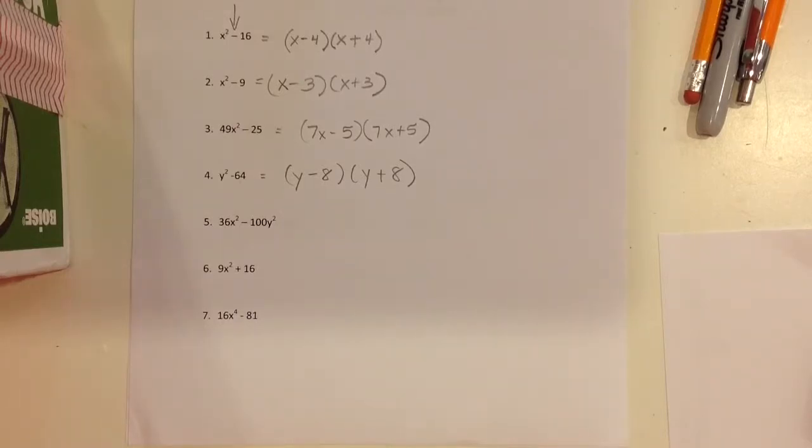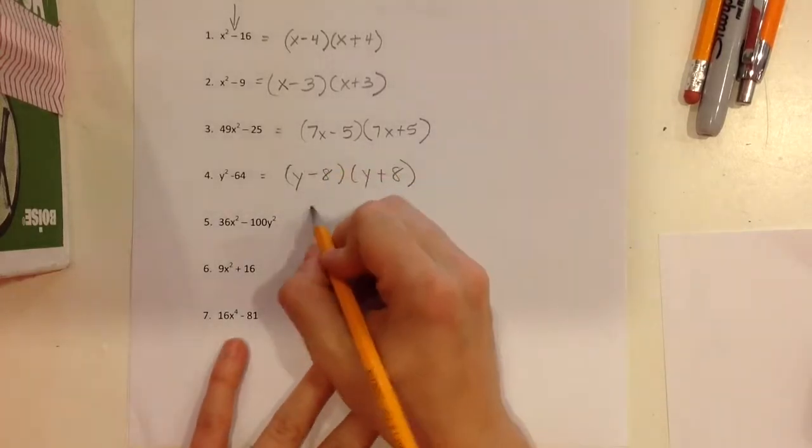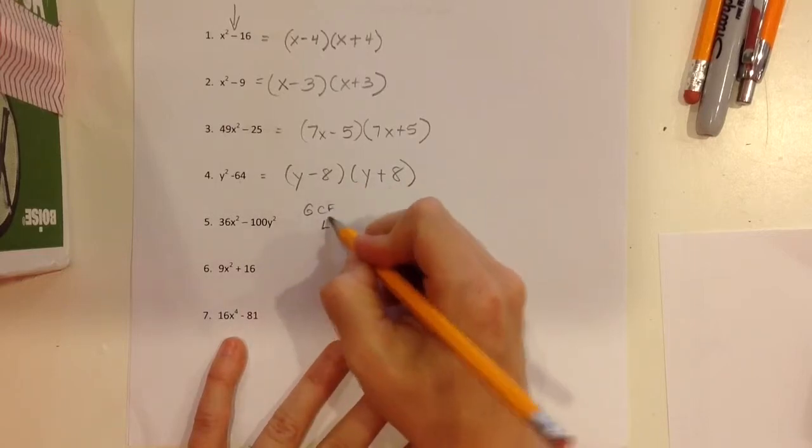I know 2 will go into both of them. Is there a bigger number that will go into both? Well, the only thing I know about 100, it relates to quarters. So that means that I can divide 2 into it. I can divide 4 into it. And so will 4 go into 36? Yes. So my GCF is going to be 4.